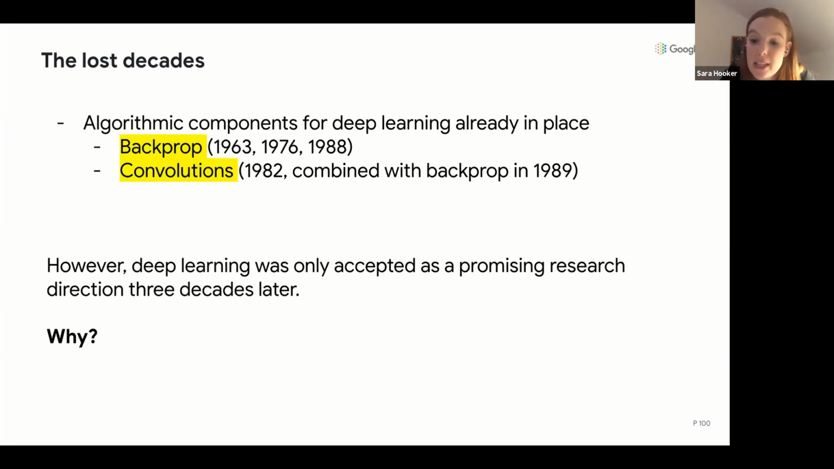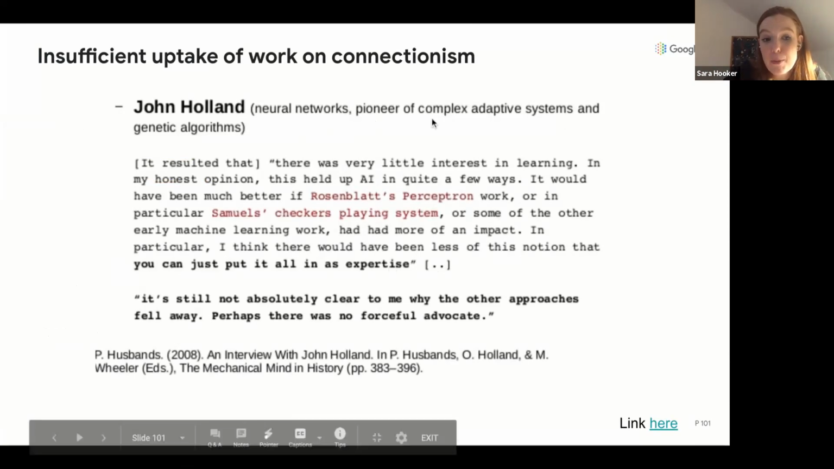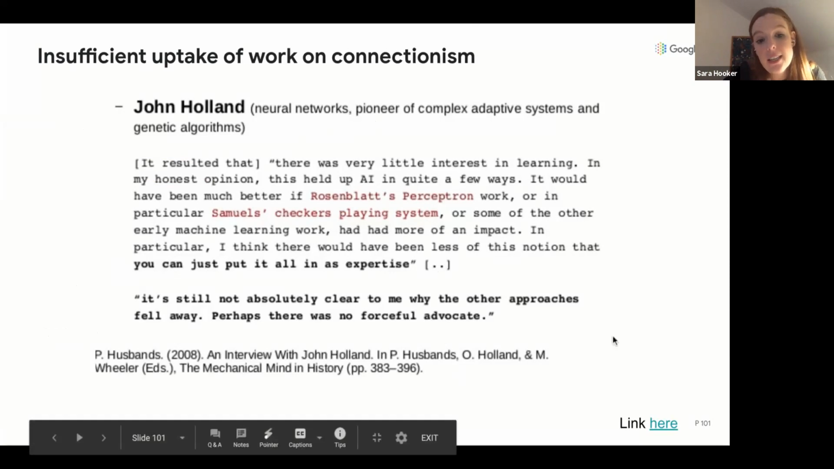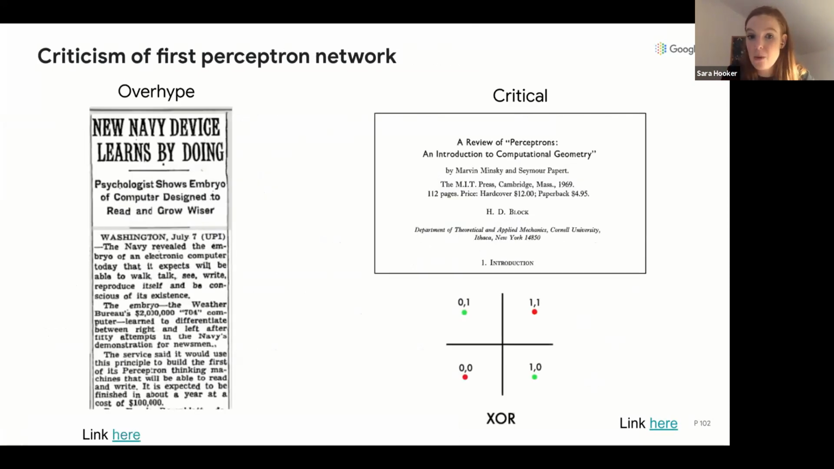Jed says very computationally expensive and hardware was not advanced enough. Okay, excellent. Jed is getting at one of the points I've mentioned here. The first one is insufficient uptake of work on connectionism. This was proposed by John Holland, and when asked why we were in symbolic approaches for so long, his response was that essentially there wasn't a forceful advocate. This was partly because of the reception of the first perceptron network.